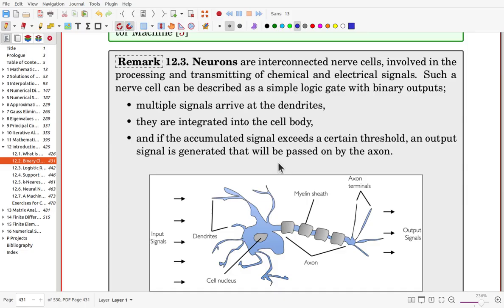Neurons are interconnected nerve cells involved in the processing and transmitting of chemical and electrical signals. Look at the figure. Multiple signals arrive at the dendrites. They are integrated into the cell body. And once the accumulated signal in magnitude is larger than a certain threshold, then an output signal is generated and transmitted to the next neuron.